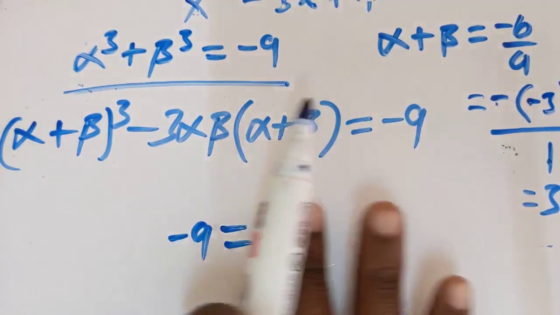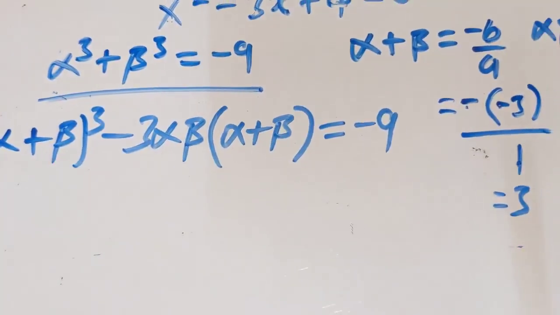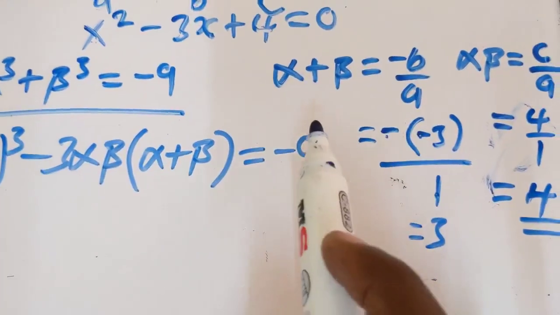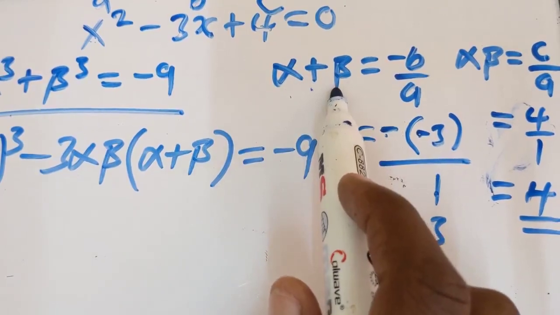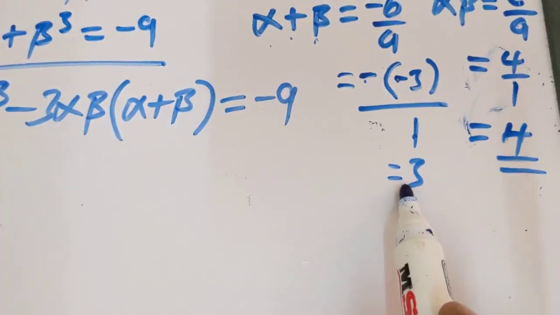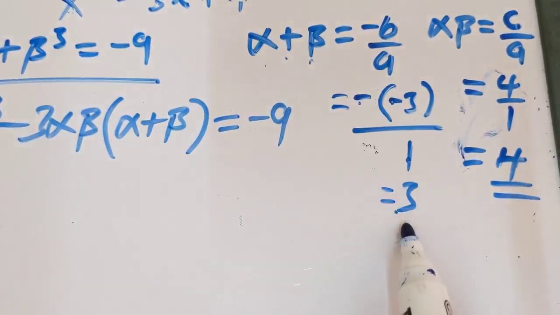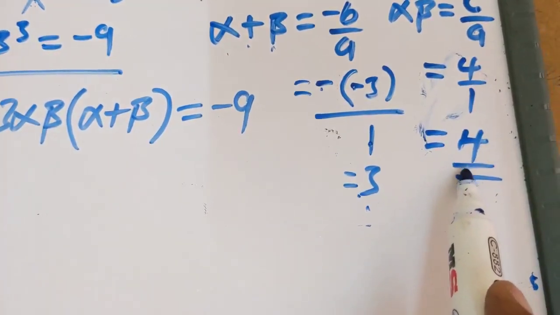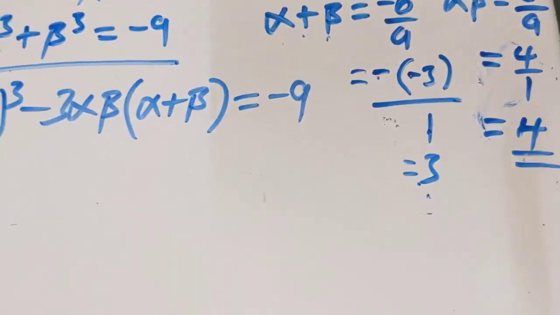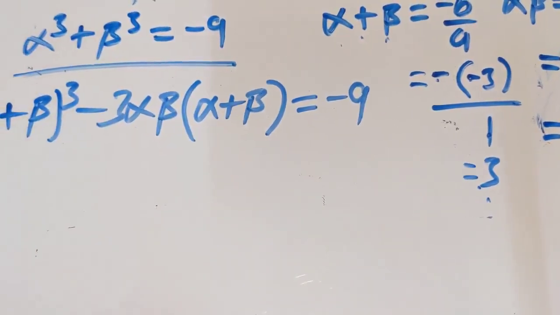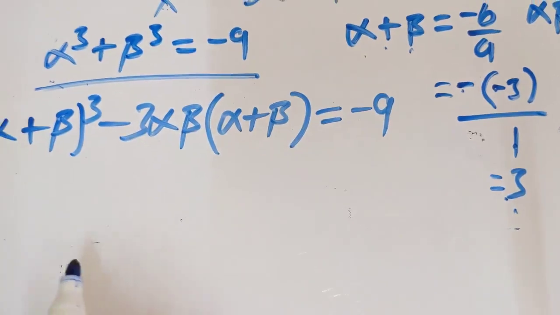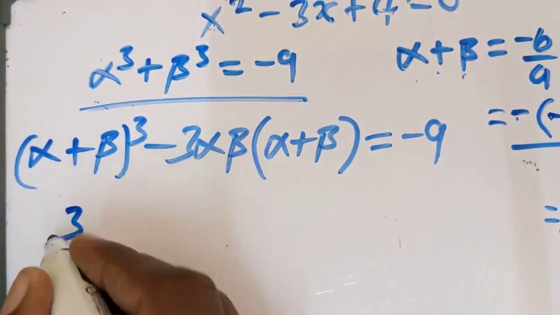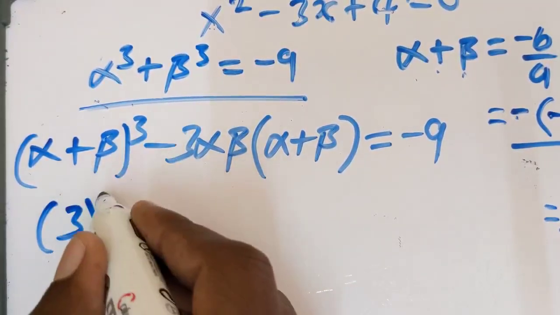Okay, so right here, don't forget we had found that alpha plus beta is 3, and alpha beta, we had found that it is 4. So let's try to put alpha plus beta there. Alpha plus beta, we have said that it is 3. So let's put 3 here. Okay, so it means that it is like this.